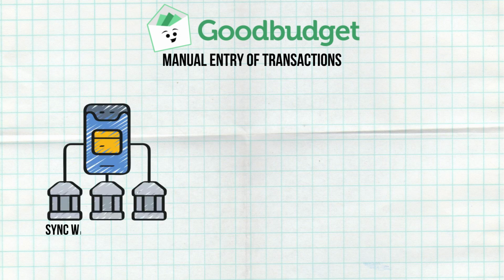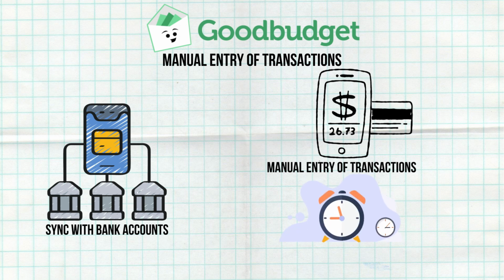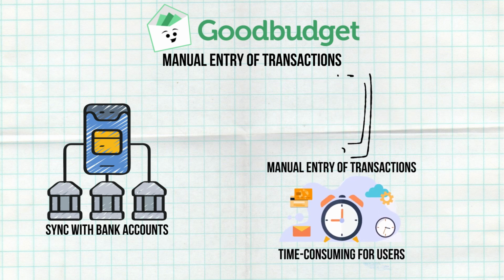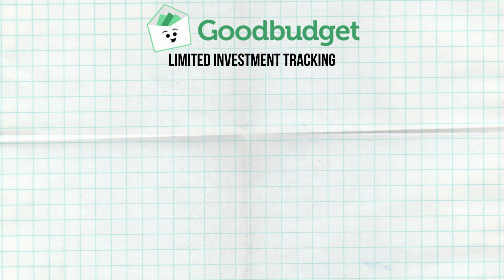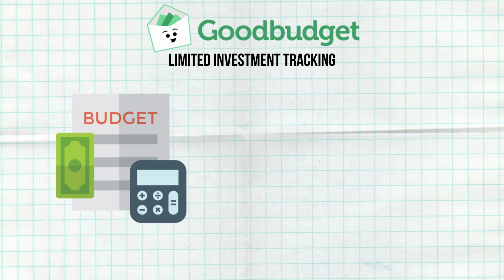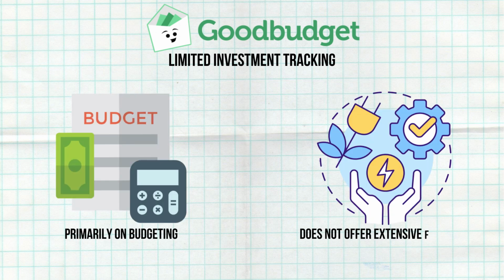Manual entry of transactions. Unlike some modern budgeting apps that automatically sync with bank accounts, Goodbudget requires manual entry of transactions, which can be time-consuming for users. Limited investment tracking. Goodbudget focuses primarily on budgeting and does not offer extensive features for investment tracking or financial planning.